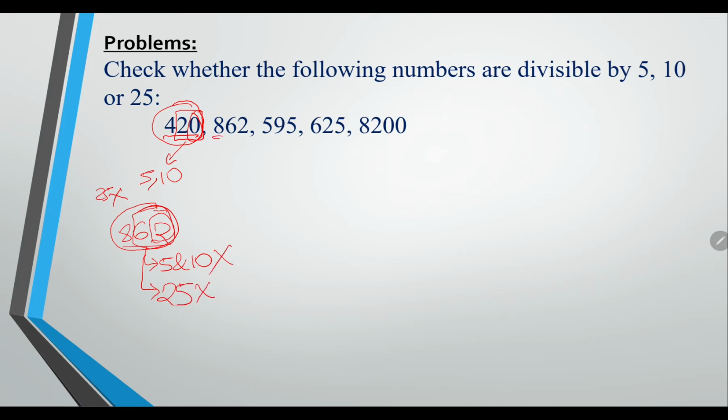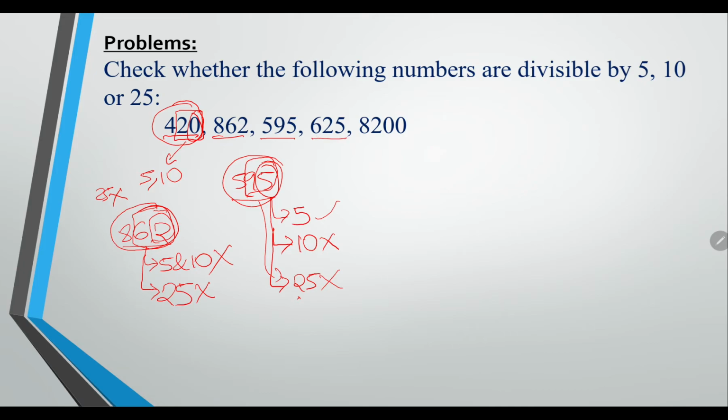Next, let's consider the number 595. Its unit digit is 5, and therefore we can say that it is divisible by 5, and its unit digit is not 0, so we can say that it is not divisible by 10. And next, we have to check for 25. As per the divisibility rule of 25, we have to consider the last two digits, that is 95, which is not divisible by 25. Therefore, 595 is not divisible by 25 as well.